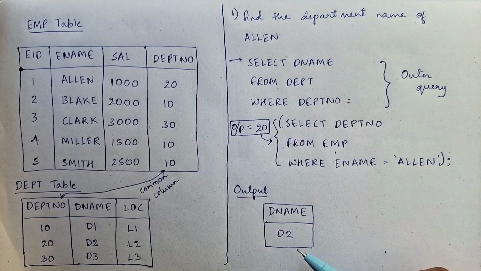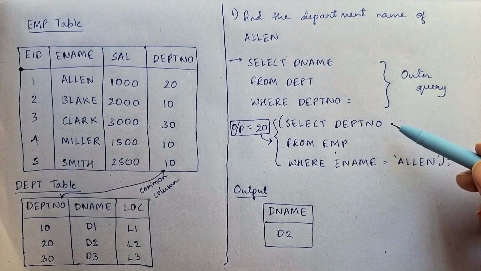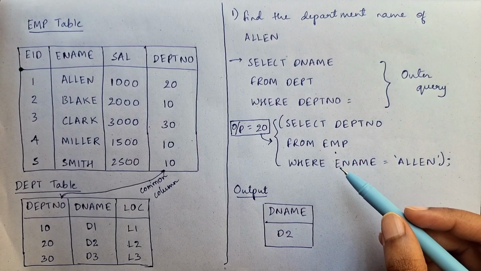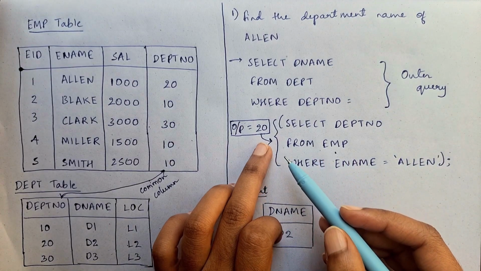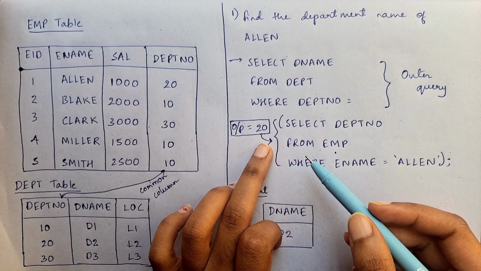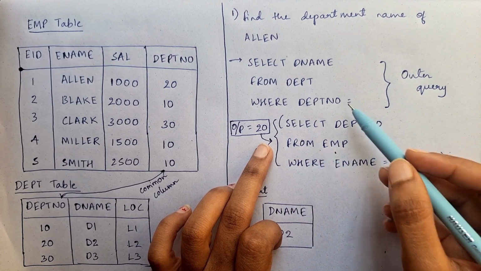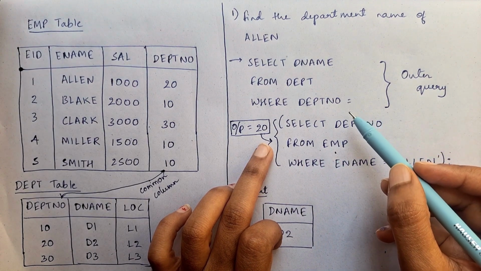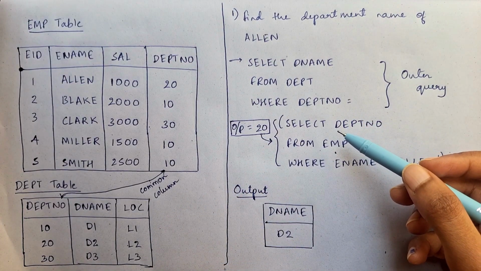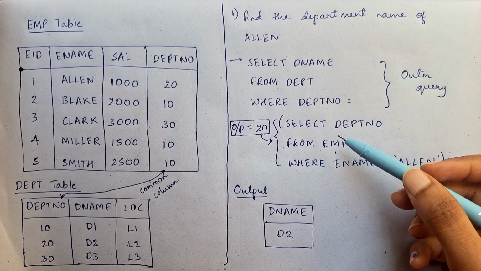Now guys, you can ask me a question, why is this query called a single row subquery? Because the inner query returns only one row, that is 20. Since it returns only one value, we can safely use the equal operator in the outer query. Remember, I told you we can use comparison operators with a single row subquery.